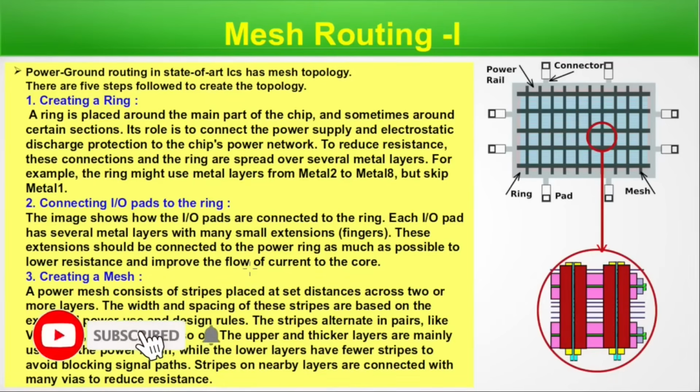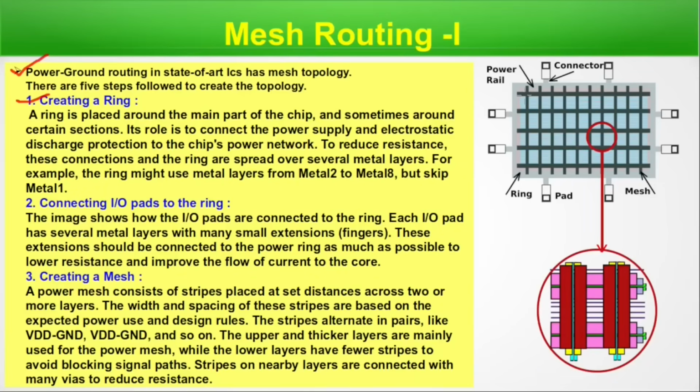Mesh routing. This is another method. Power ground routing in state-of-the-art ICs has mesh topology. These are 5 steps followed to create the topology, creating a ring. A ring is placed around the main part of the chip and sometimes around certain sections. Its role is to connect the power supply and electrostatic discharge protection to the chip's power network. To reduce resistance, this connection and ring are spread over several metal layers. For example, the ring might use metal layers from metal 2 to metal 8 but skip metal 1.